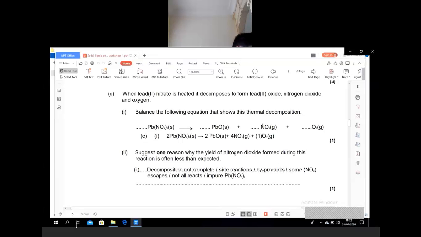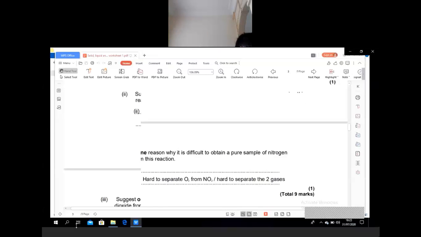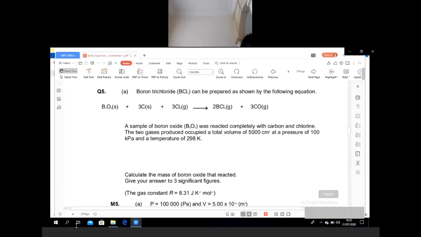If we do upward delivery or downward delivery, it would have the same or similar result. So it's quite difficult to collect the nitrogen dioxide alone from this reaction if we do not do fractional distillation. Now, number 5.